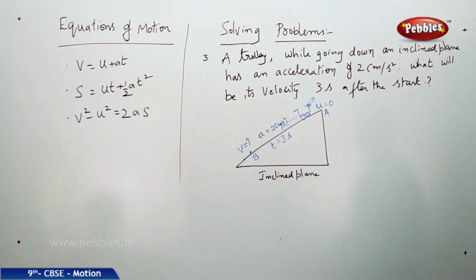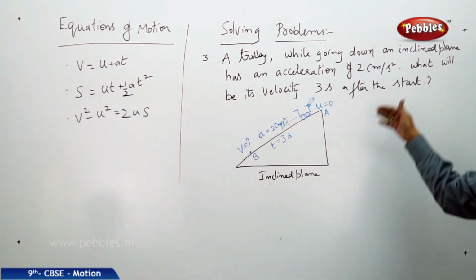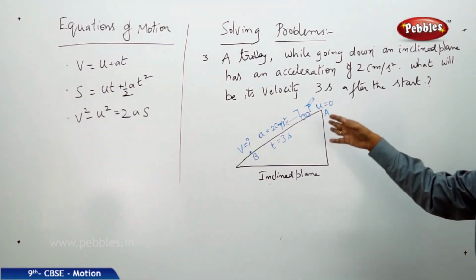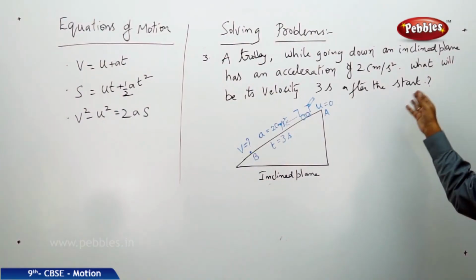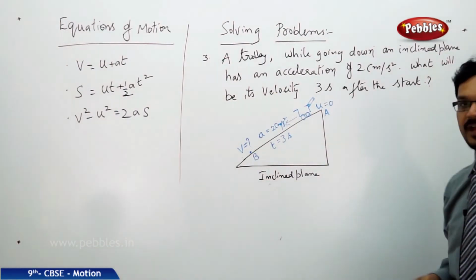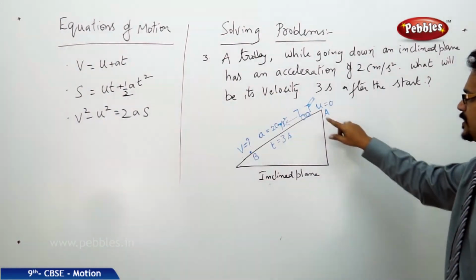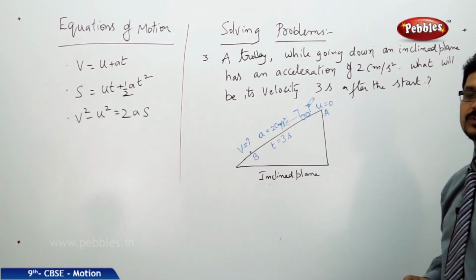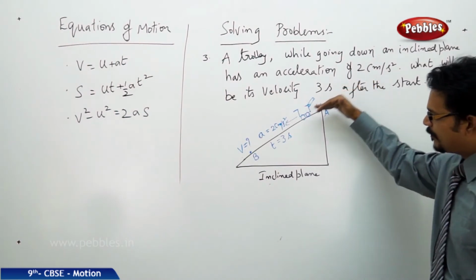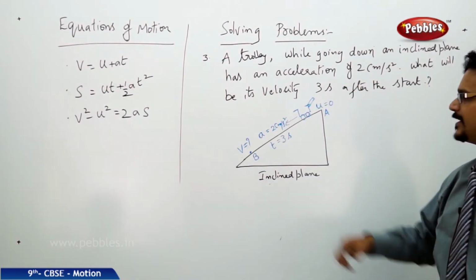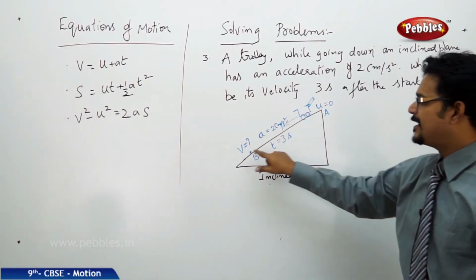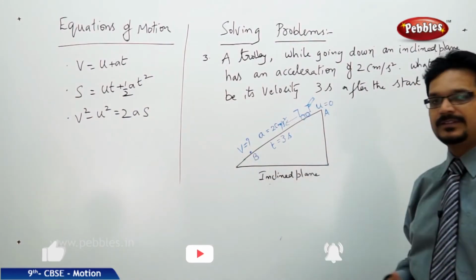Third numerical. A trolley while going down an inclined plane has an acceleration of 2 centimeters per second square. What will be its velocity 3 seconds after the start? If you see this diagram carefully, the trolley is at the highest point and it is initially at rest, u equal to 0, and it started moving down the inclined plane with an acceleration of 2 centimeters per second square, and here we are asked to find the final velocity after 3 seconds.